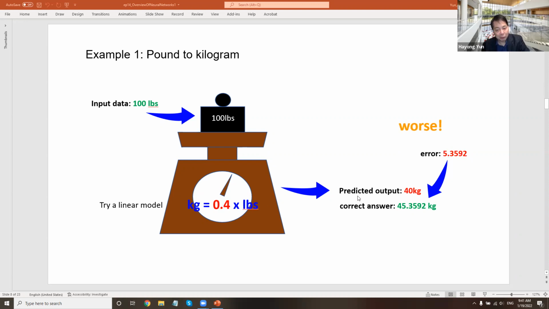So now we actually overdid ourselves, didn't we? The predicted output is 40 kilogram, the correct answer is 45, the error is like 5.3. It's actually gotten worse than before. So let's just cut back our ambition and try again. Let's try a 0.545 conversion factor. Now we have a predicted output of 45 kilogram, and the correct answer is 45.3. It's only 0.35 error. It's doing a good job, isn't it?